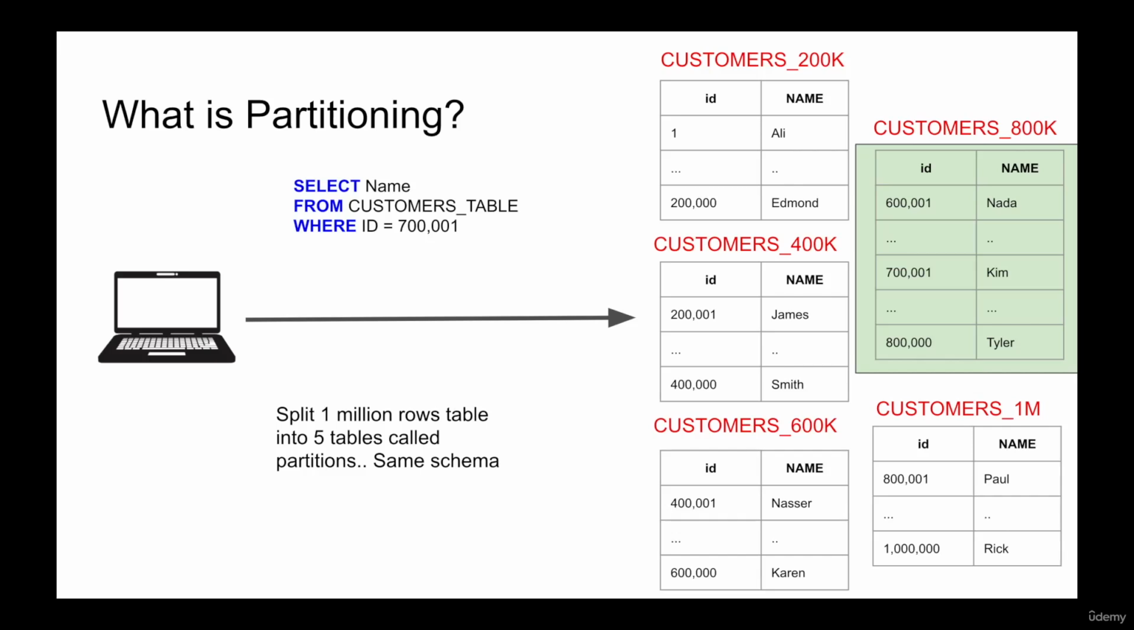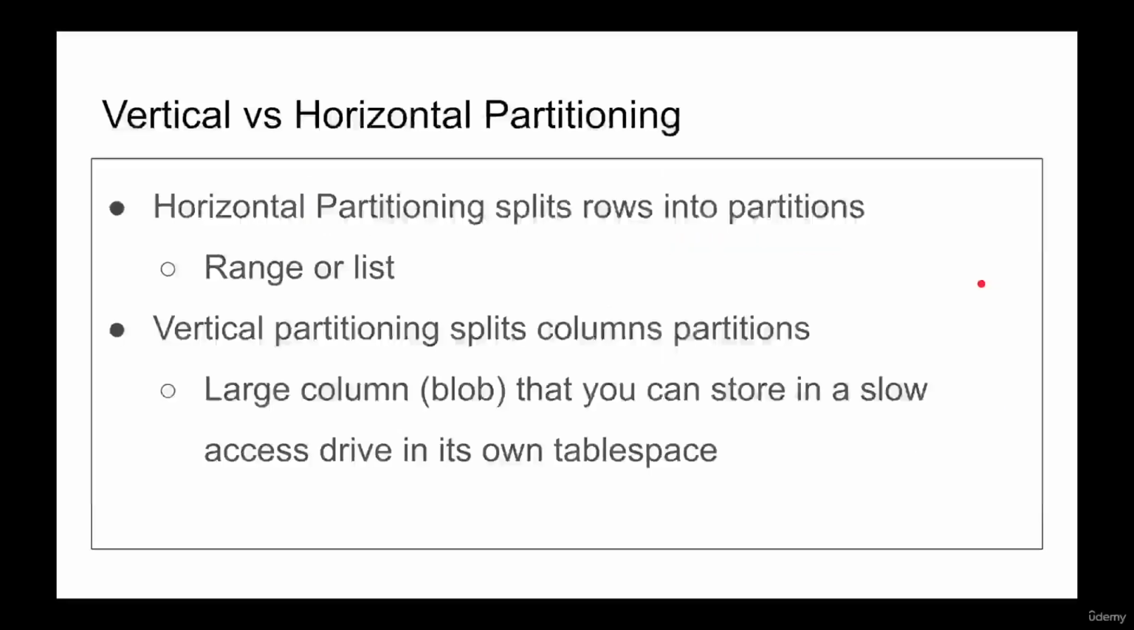That's the trick here. All right, so now once I have this, if I have an index, even better, right? I'm going to use the index and then land on customer 700,001, which is Kim in this case. Beautiful. So that's partitioning. So let's discuss vertical versus horizontal partitioning.